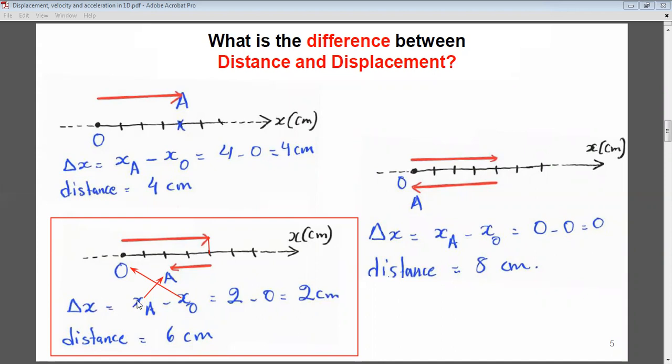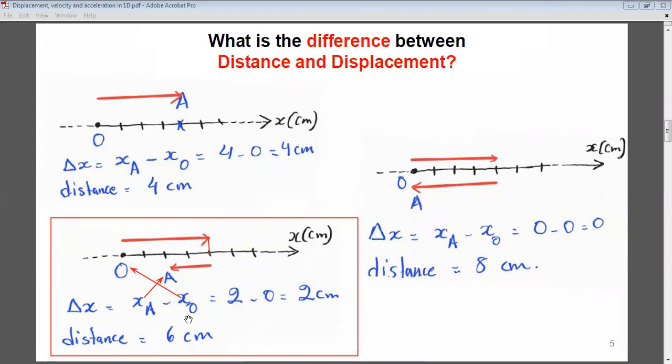Now, what is the distance covered by this object? Is it only from O to A? No, it went all the way till here, then all the way back till A. So in total, how much is the distance covered? It went 4 centimeters first, 1, 2, 3, 4. You can see my mouse. Plus 1, 2. This is the total distance covered by the object. So it went 4 plus 2, which is 6 centimeters.